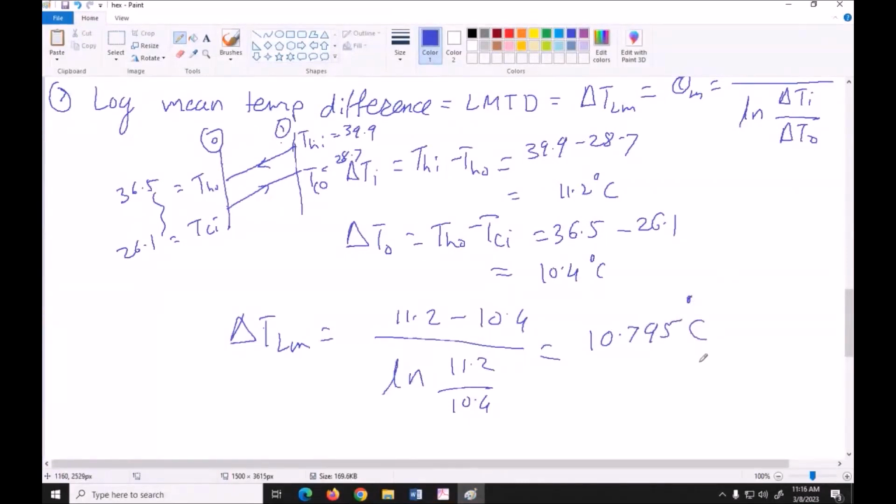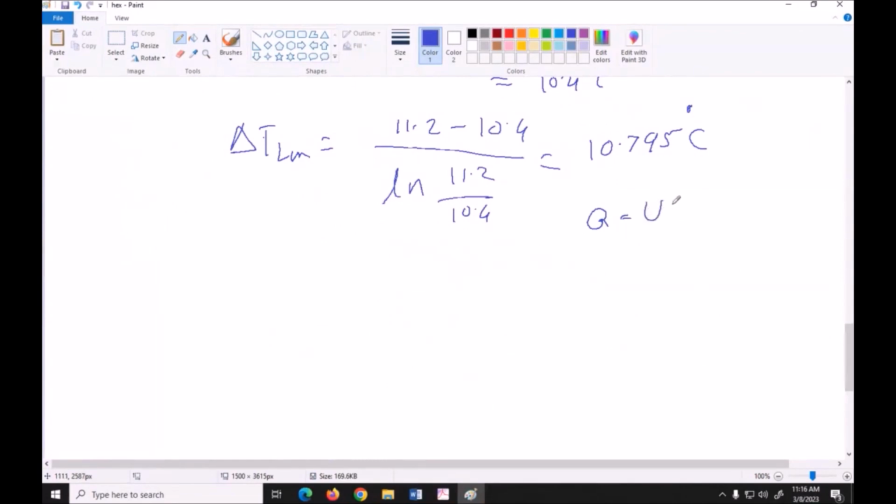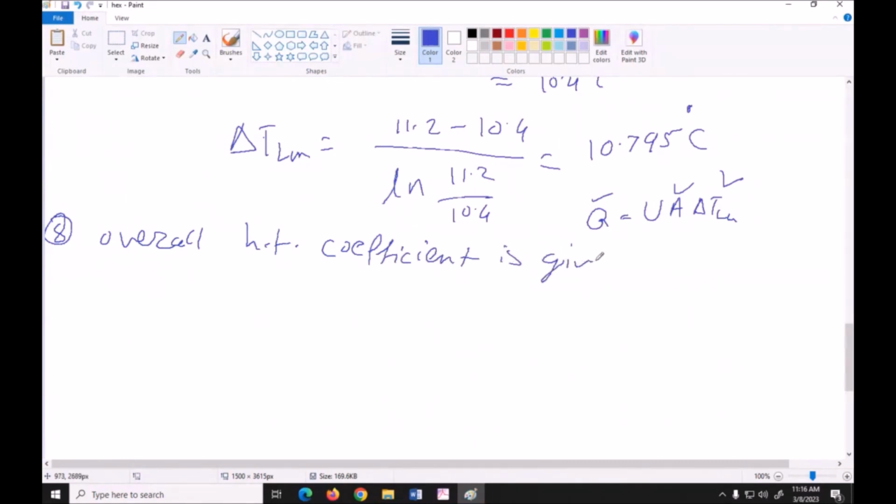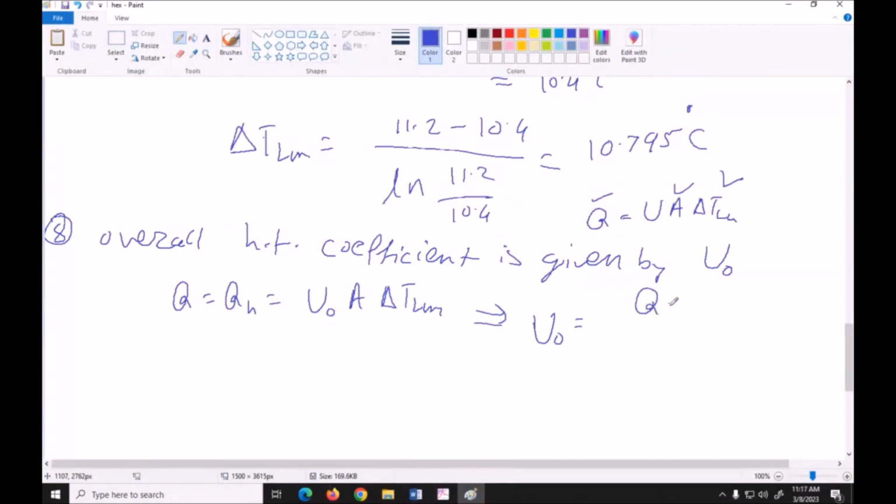So your answer will be 10.795 degrees. This is the log mean temperature difference. Q is equal to UA delta TLM. So I know this, QH, number 8. Overall heat transfer coefficient is given by U0. Q is equal to QH is equal to U0 area delta TLM. U0 is equal to QH over area delta TLM.